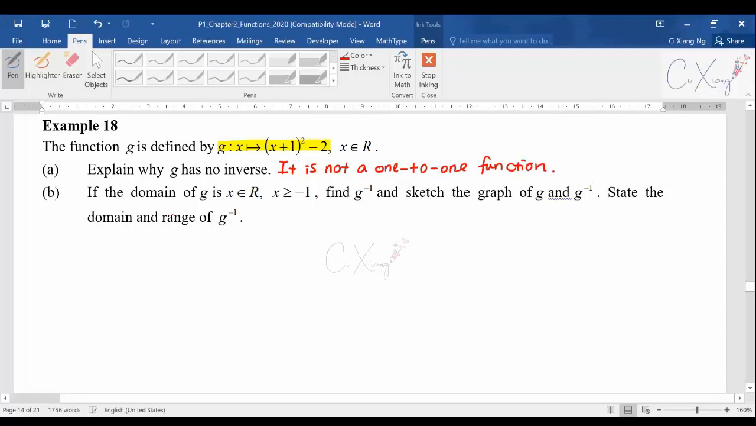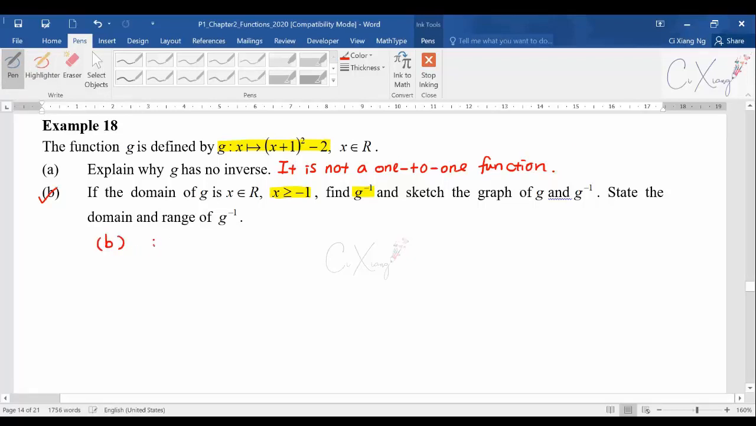All right, and then after that, part b, the domain of g, they change it to x greater than or equal to -1. So they ask you to find g inverse. That means when the domain is like this, it is already a one-to-one function, so you can find g inverse. And they want you to sketch the graph of g and g inverse, and after that state the domain and range of g inverse. For this part, I will mainly leave it for you.